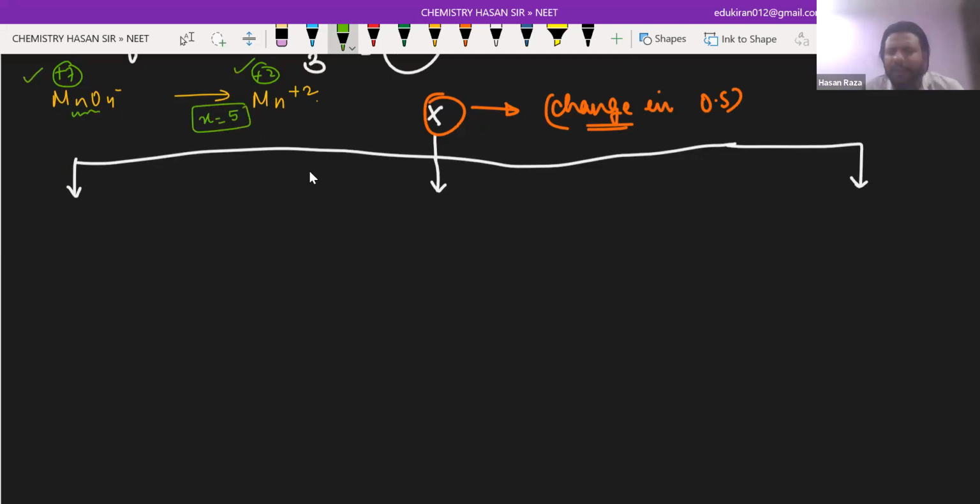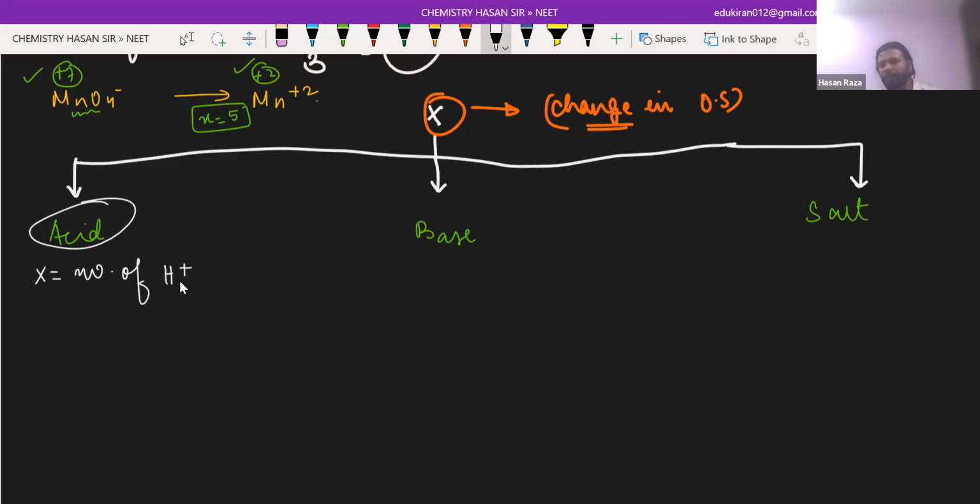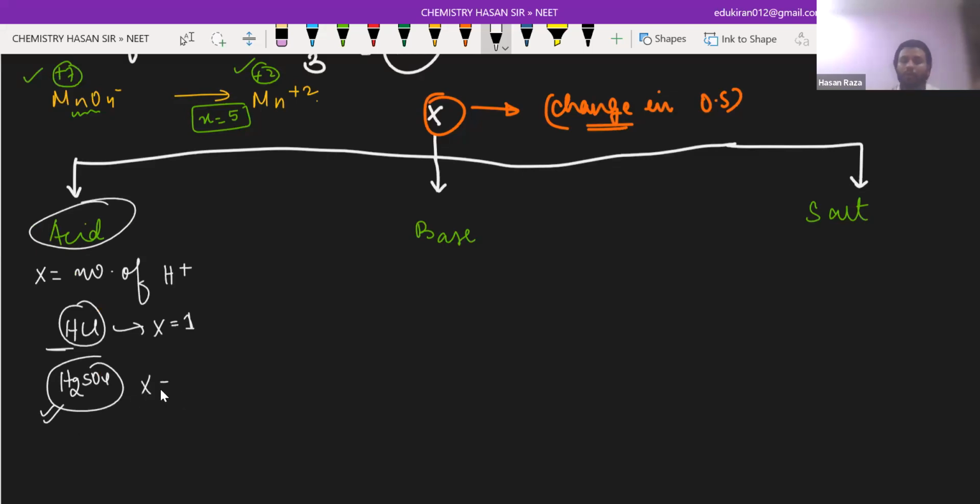But in here, the value of X is quite easy to calculate, if it is an acid, if it is a base, and if it is a salt. So how we are going to define? It's very easy. What you need to focus on is, if it is acid, just see how many H plus it gives. That is the value of X. Like if I'm going to give you HCl, 1 hydrogen is there, so it will give only 1 H plus. That's why the value of X for HCl is 1. If there is H2SO4, this has 2 hydrogen and it will give you 2 H plus, so the value of X is equal to 2.